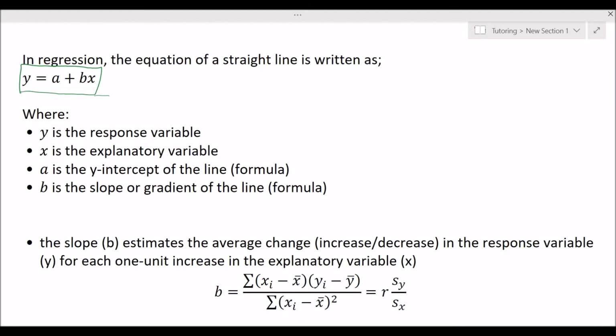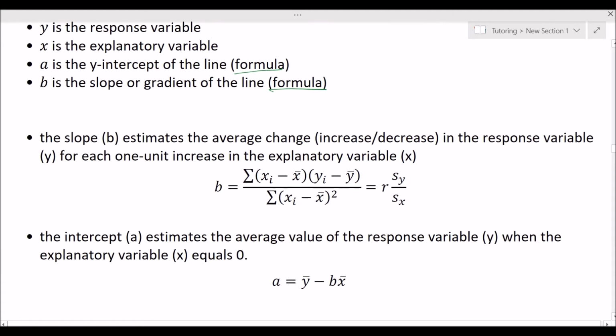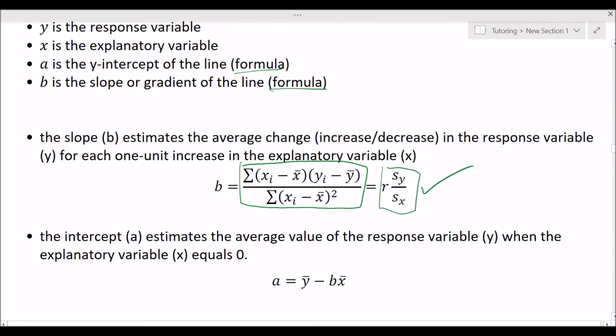This equation isn't on your formula sheet by itself, so you need to know this one very well. Now, a and b both have formulas so that you can calculate them, but you can also, once again, use your calculator. You need to know both methods. So here we go. The equation for the slope, there's 2 versions of it. There's this big long one here, or there's a simplified version here. This is the one you actually need to use.